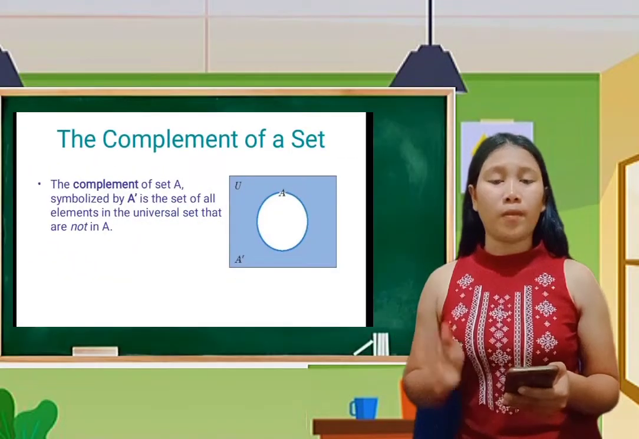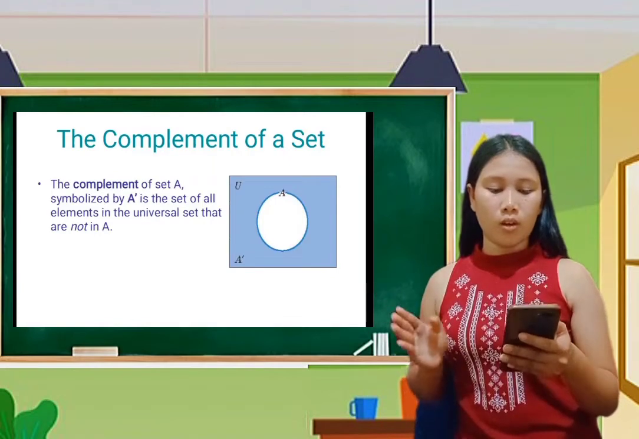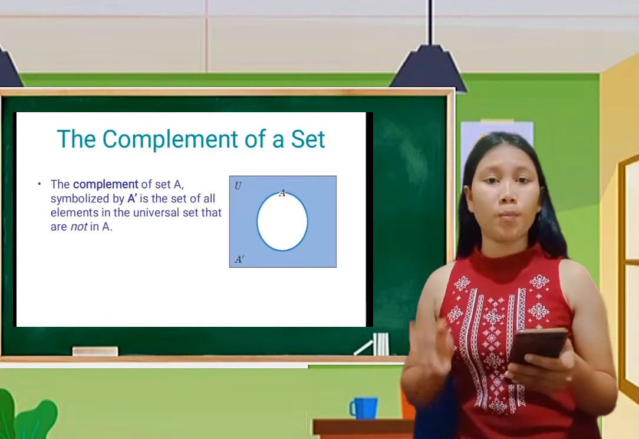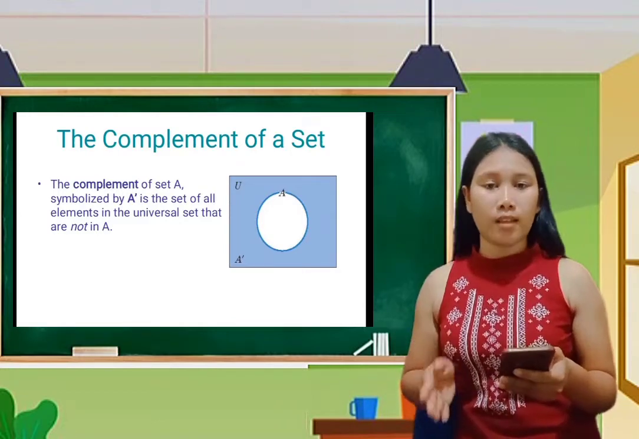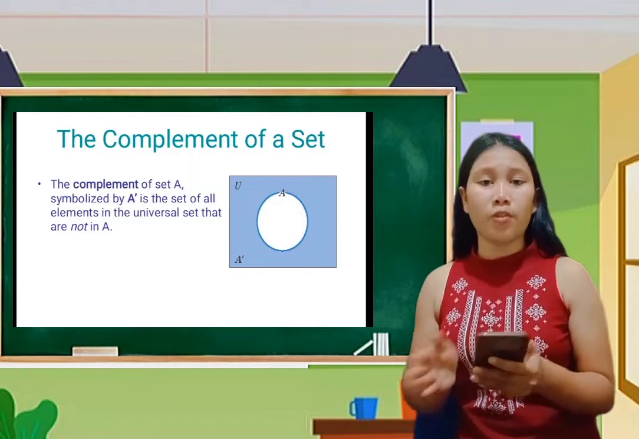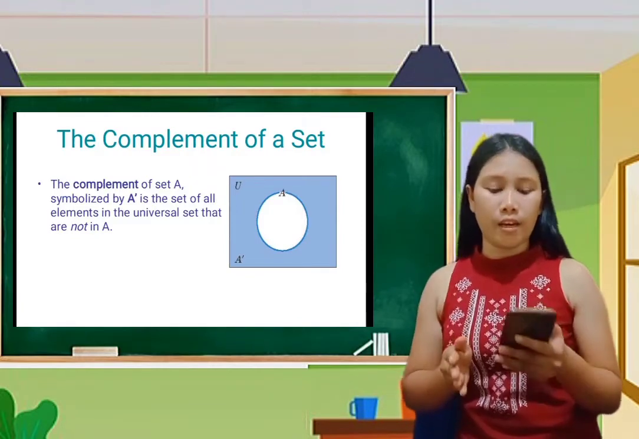The complement of a set. What is the complement of a set A? So, the complement of a set A symbolizes by A apostrophe. This means that all the elements of universal set that are not in set A.